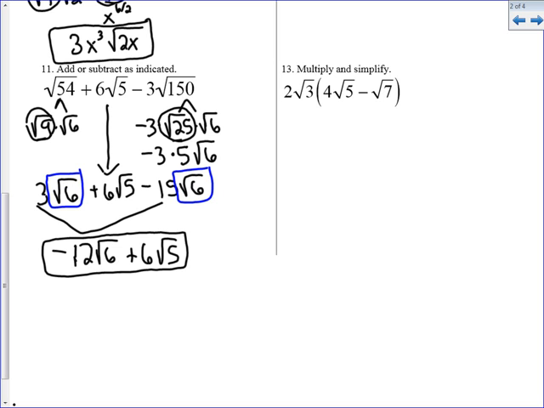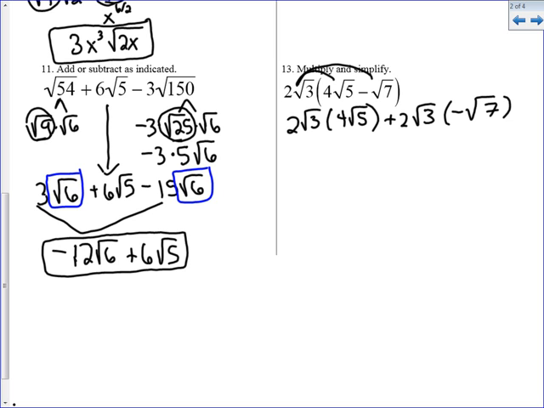Number 13, multiply and simplify. So this problem is distributing. We also did some of these where you had to FOIL. But on this particular problem, I'm going to distribute the 2 square root of 3. I'm first going to multiply it by 4 square root of 5. And then I take 2 square root of 3 and multiply it by negative square root of 7. So there's two terms here, and I'm going to have to decide what to multiply in each term.